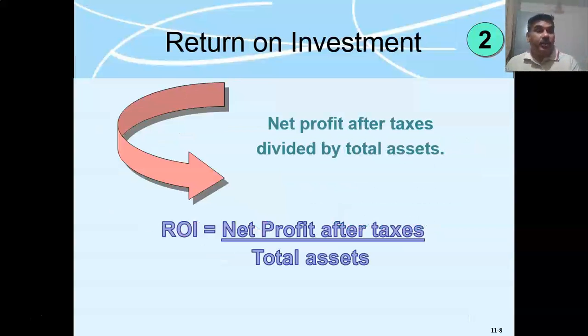Then return on investment is also one of the concepts related to pricing. What is that? Net profit after taxes divided by total assets. So whatever net profit the company has achieved after paying taxes, and the total assets the company has, that is the ROI. Companies normally analyze return on investment because they want to see what kind of return the business they are in is giving them, right? Okay.